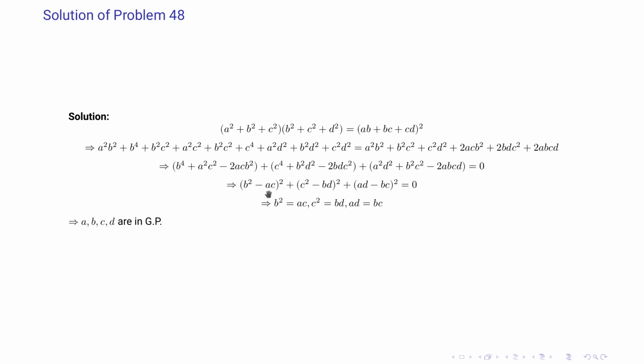equation as (b square minus ac) whole square plus (c square minus bd) whole square plus (ad minus bc) whole square. Now this would be possible only if b square is equal to ac, c square is equal to bd, and ad is equal to bc. Otherwise, the left hand side won't be equal to 0. So when we have this condition, a, b, c, d will be in GP.